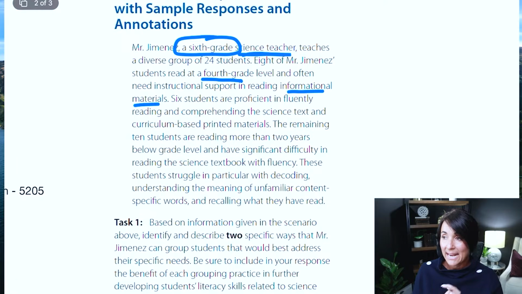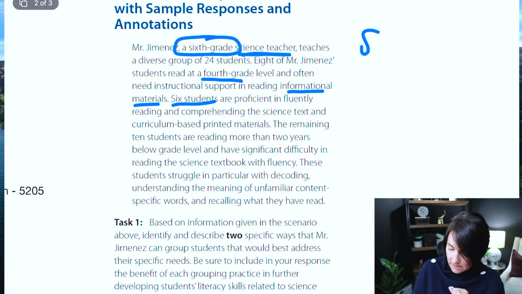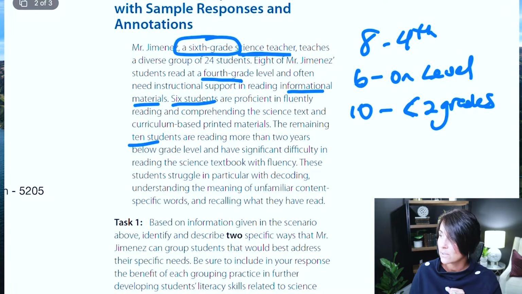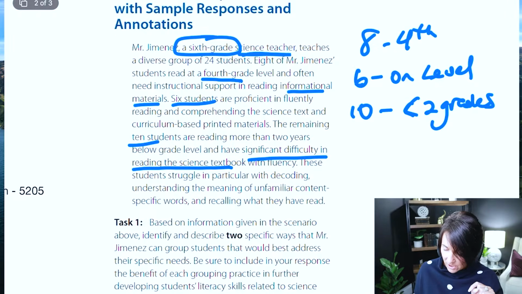So we have 8 reading at a 4th grade level. 6 are reading proficiently. So 8 are at a 4th, 6 are on level. And let's see here. The remaining 10 students, we got 10, are below 2 grades. That's what it says there. They're below 2 grades and have significant difficulty in reading the science text with fluency, particularly with decoding and understanding the meaning of unfamiliar content-specific words.